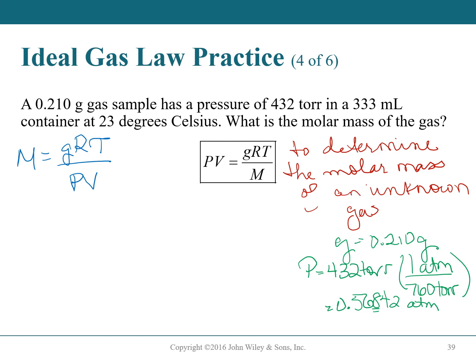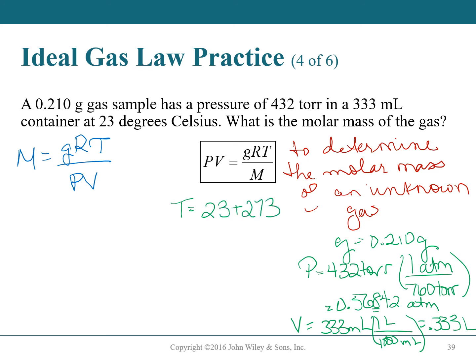Our volume, we want to convert that to liters. So 333 milliliters. Our conversion is 1 liter is 1,000 milliliters, so that is 0.333 liters. And finally, our temperature is 23 degrees Celsius, so we're going to add 273 to that, and we get 296 Kelvin for our temperature.